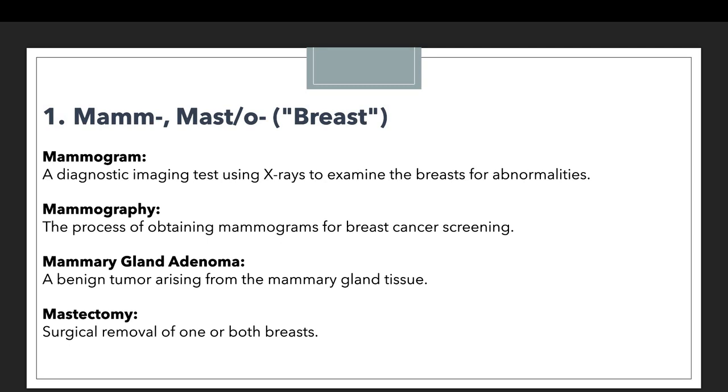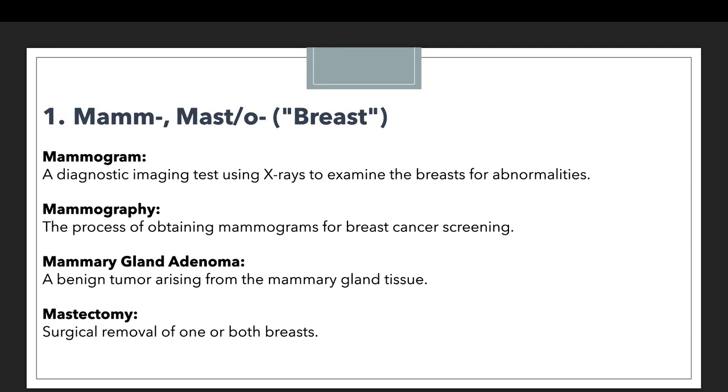The first example is mammogram. Now what is a mammogram? It is a diagnostic imaging test using X-rays to examine the breast for abnormalities. In this, diagnostic imaging is performed using X-ray machines to examine the breast for abnormalities. This diagnostic imaging test is known as a mammogram. Mammogram is the complete medical terminology, and mam is the prefix that we are using to denote information related to breast.